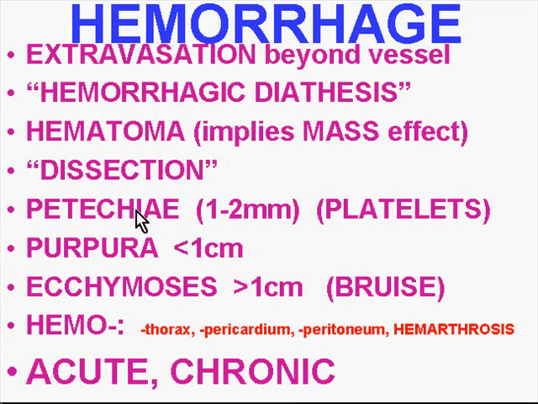If the size of the reddish, purplish discoloration is about a millimeter, that's called petechiae. If it's up to a centimeter, it's called purpura. If it's larger than a centimeter, it's called an ecchymosis. And basically, these are just size descriptions. So the more extensive, the larger the size, with 1 millimeter, less than 1 centimeter, and more than a centimeter being the boundaries.